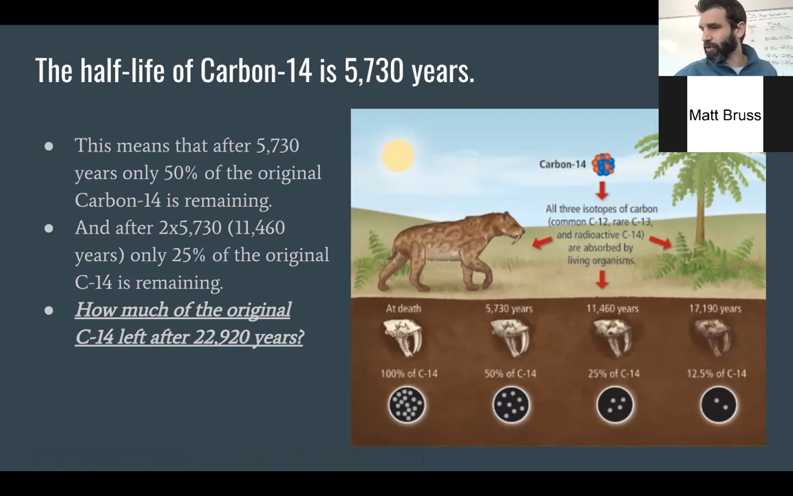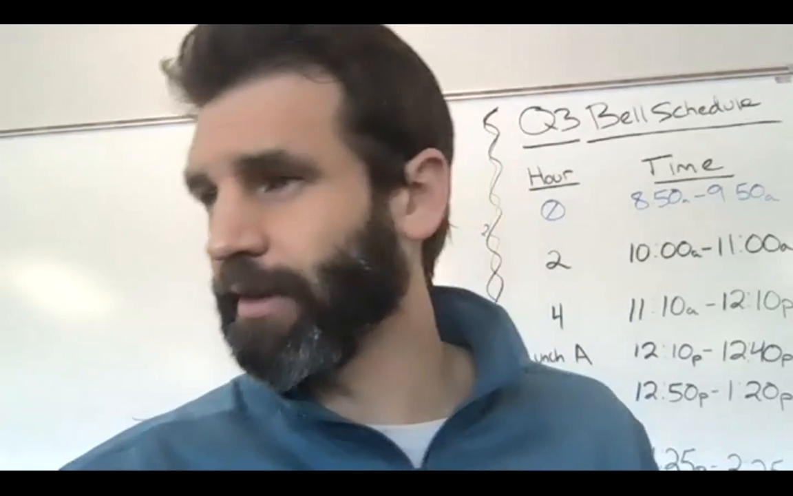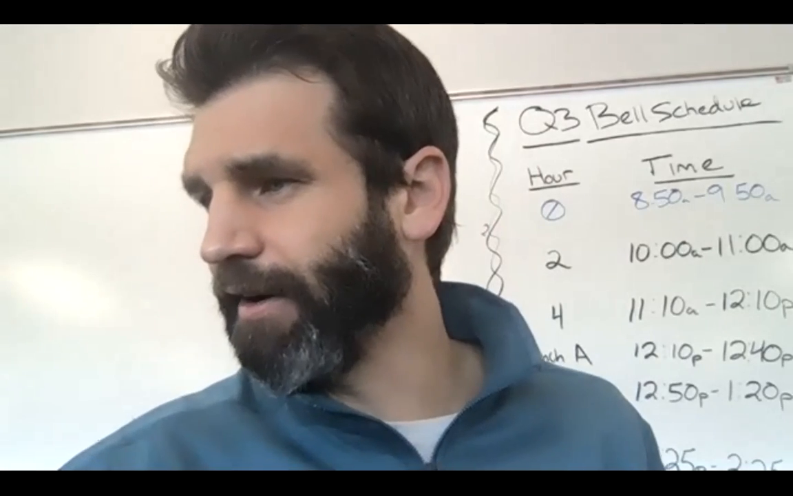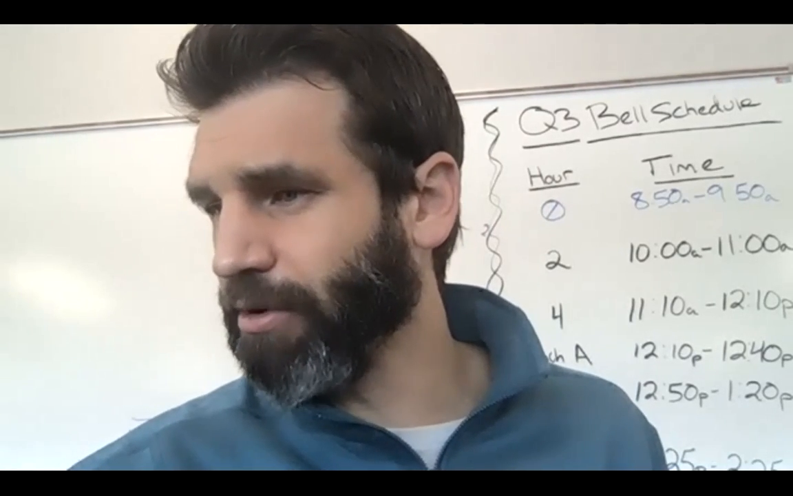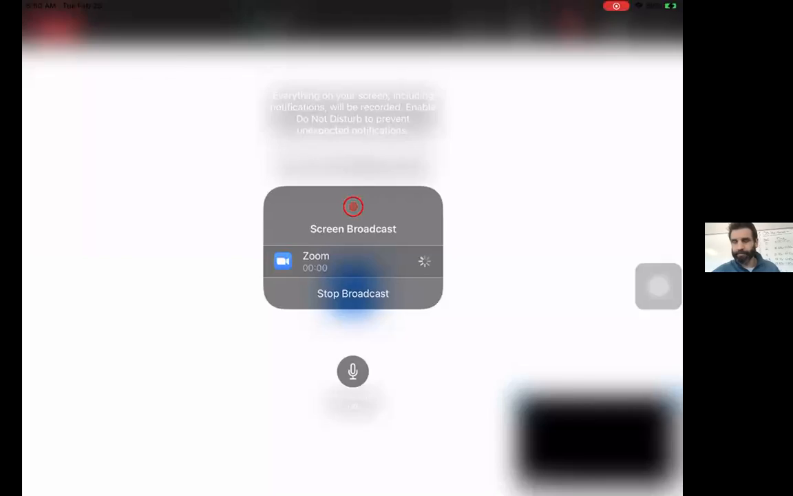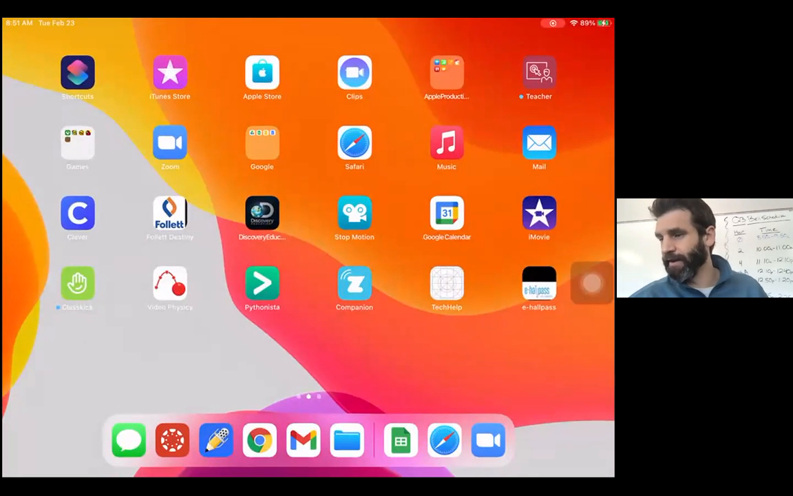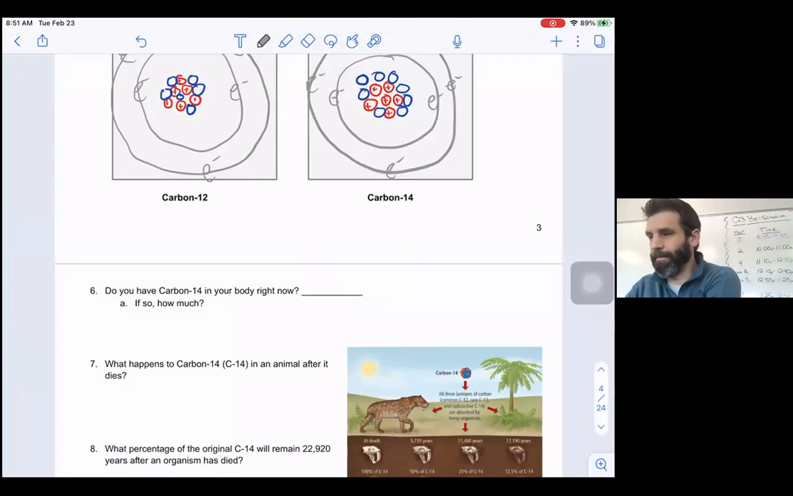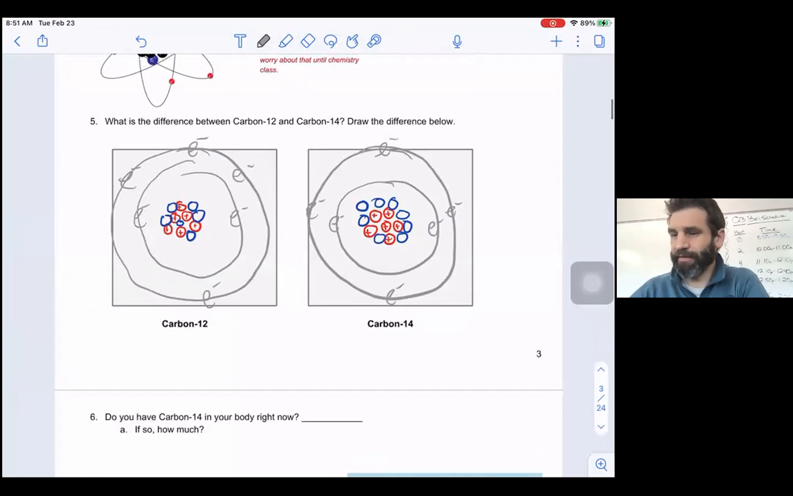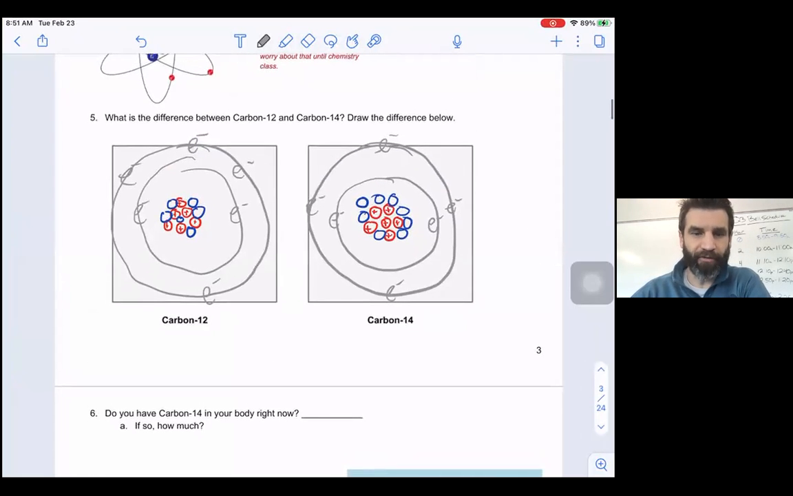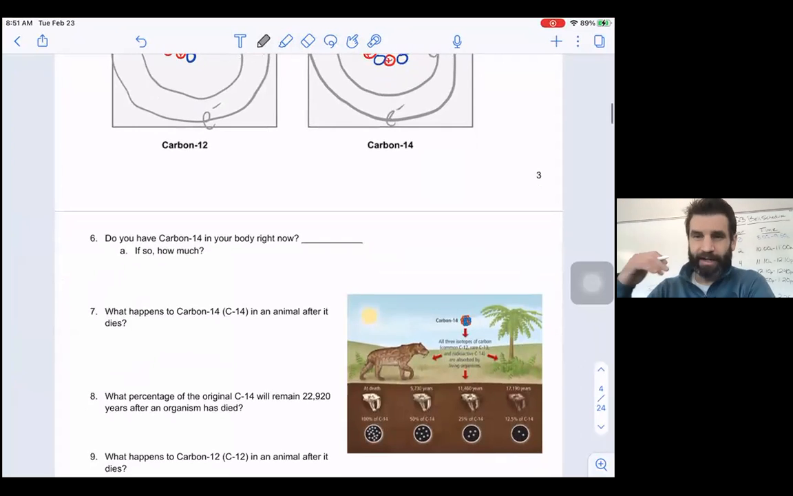So what I'd like to do is go through this in the lecture guide. So I'm going to share my iPad here and talk through just the last few points on that evolution lecture guide. So here we are, page 3, we had finished up comparing carbon-12 to carbon-14. And now we're going to dive into answering some questions about this.